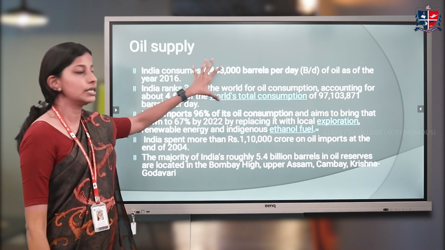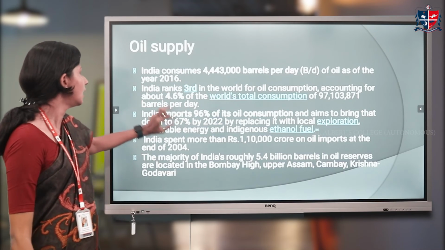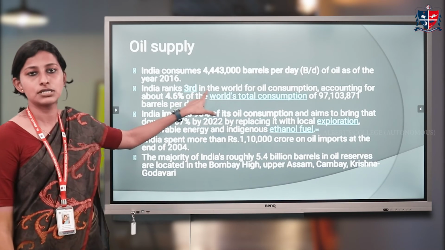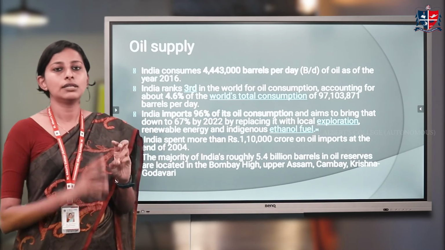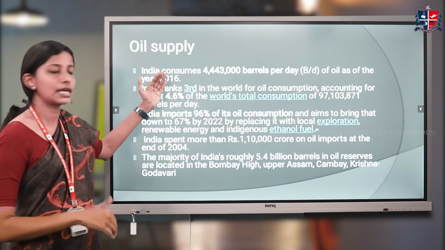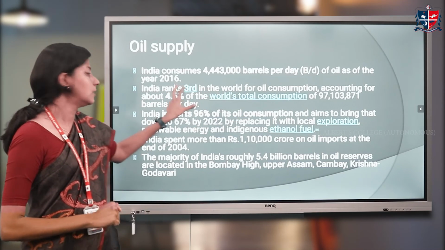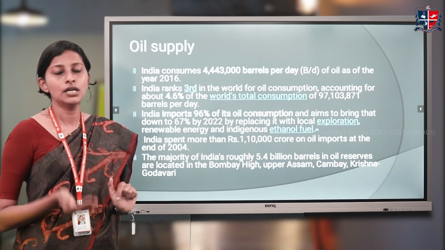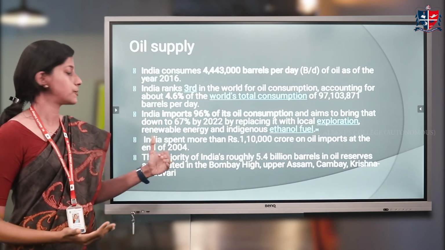Here also, figures are given as to how many barrels per day are consumed in India. What is our ranking for oil consumption? We stand third in oil consumption in the world. So that is also a concern. These are the two basic categories, coal supply and oil supply, which we have gone through. As I said, 90% is from outside. Even though we consume so much, it's high time we depend more on renewable sources.